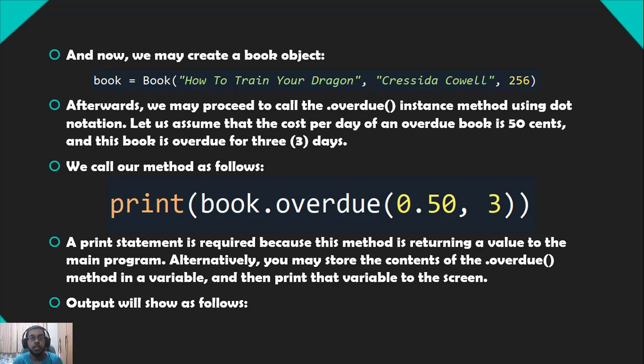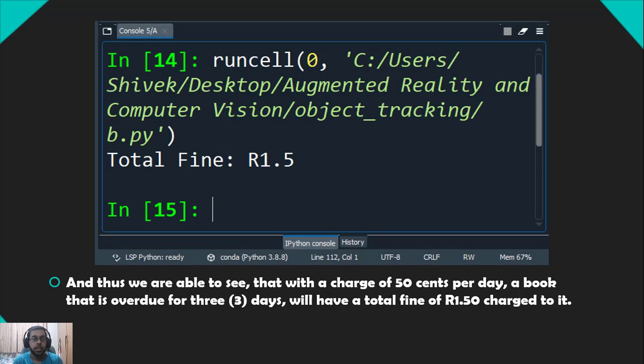print(book.overdue(0.50, 3)). A print statement is required because this method is returning a value to the main program. Alternatively, you may store the contents of the .overdue method in a variable and then print that variable to the screen. Output will show as follows. Total fine R1.50. And thus, we are able to see that with a charge of 50 cents per day, a book that is overdue for 3 days will have a total fine of R1.50 charged to it.